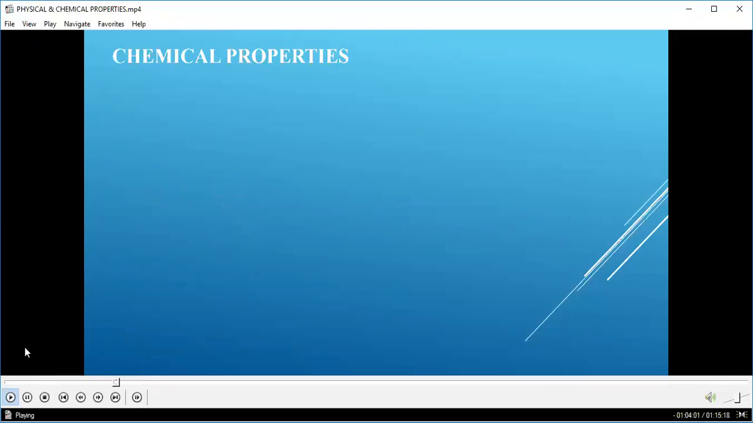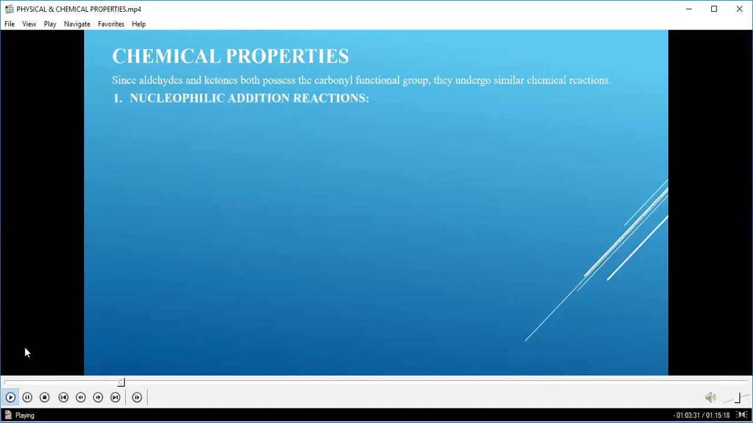Chemical properties means the aldehydes or ketones undergo different chemical reactions, and they give us many different products with new properties. Now, to proceed with the chemical properties of aldehydes and ketones, we need to check how they proceed. As we know, aldehydes and ketones possess the carbonyl functional group, so they will undergo similar chemical reactions, but yes, they may produce different chemical products.